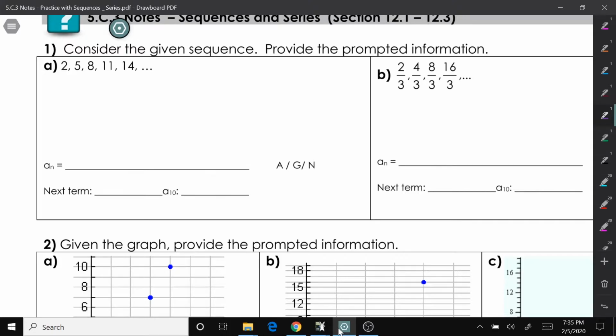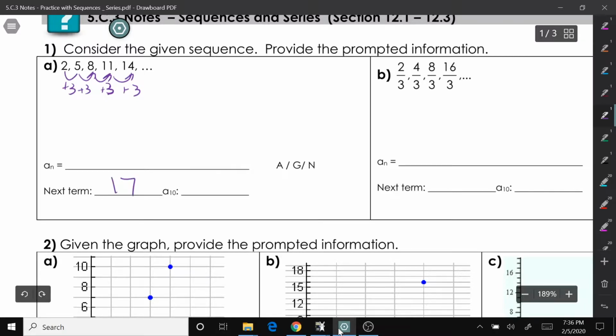Number one, consider the given sequence, provide the prompted information. So we have 2, 5, 8, 11, 14. So we're adding 3 each time. So the next term, if we add 3, is going to be 17. Since we're adding 3 each time, this is arithmetic.